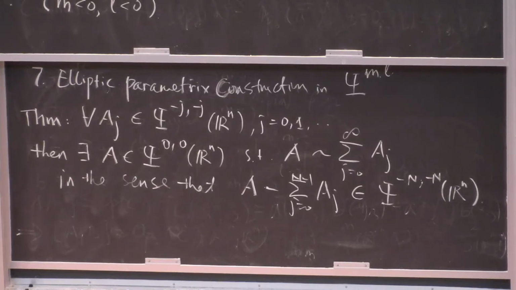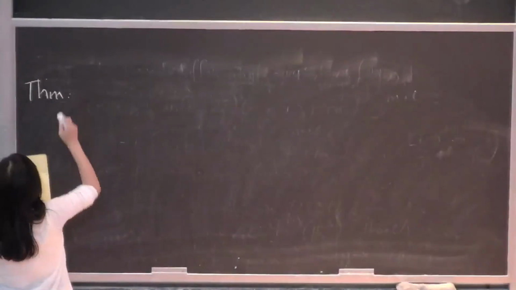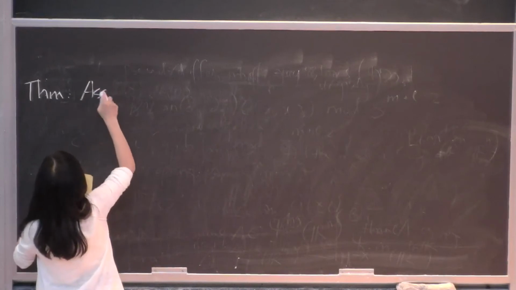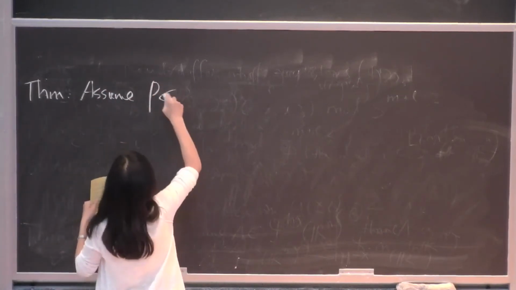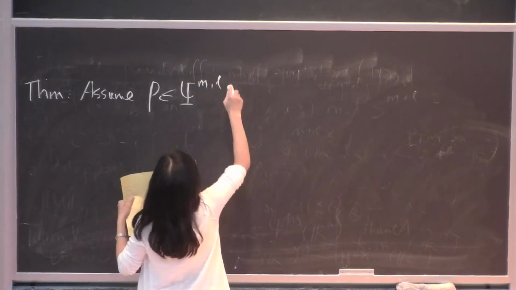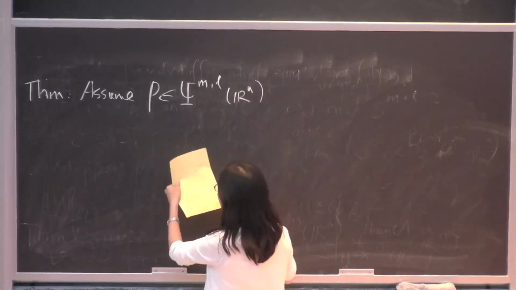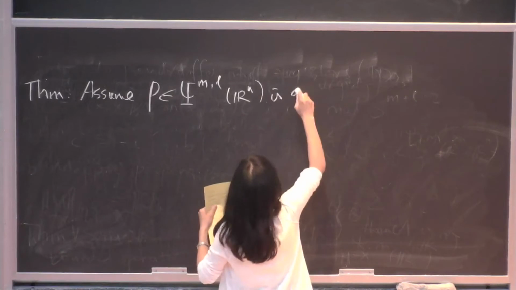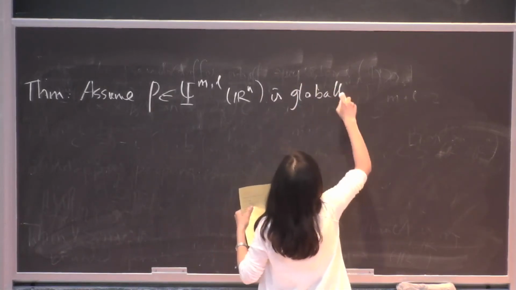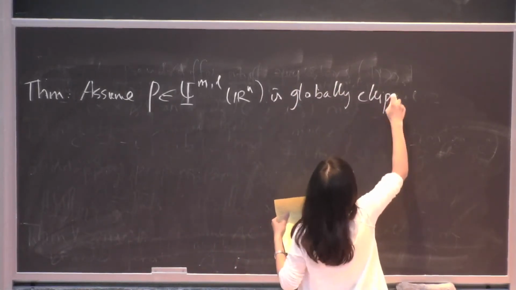So the theorem is that for any elliptic pseudo-differential operator in the scattering calculus, I will be able to construct almost an inverse, in the sense that it's up to this residual class. Okay. So the theorem is the following: assume I have an operator P in Psi^{m,l}(R^n), and I'm assuming that this is globally elliptic, which I'll define in a moment.